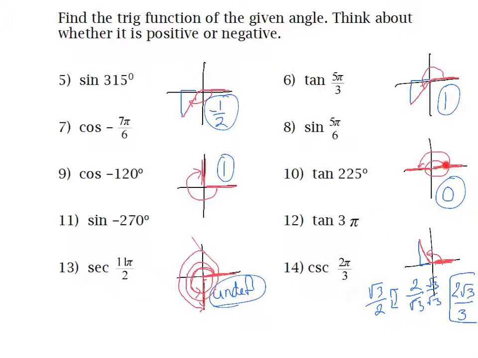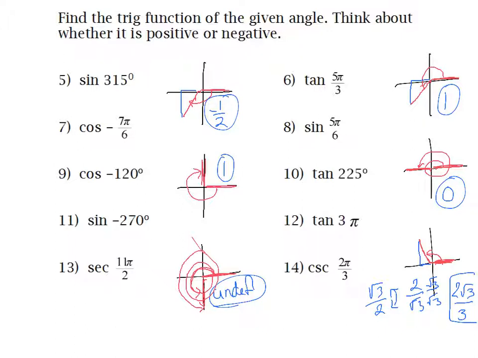Here's 3 pi. It also was one of those that wrapped around. Here's 1 pi, 2 pi, 3 pi. It ends up straight across horizontal. I'm looking for the tangent value. The tangent of anything on the x-axis is always 0.